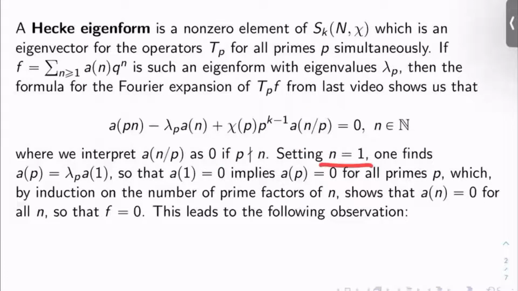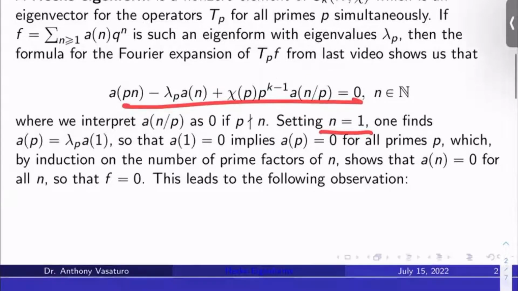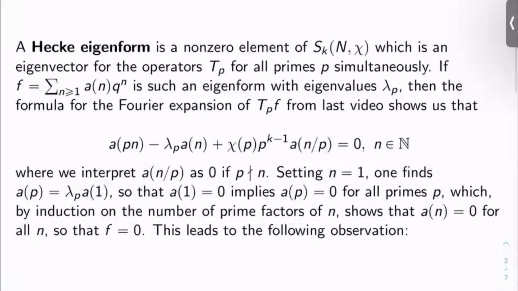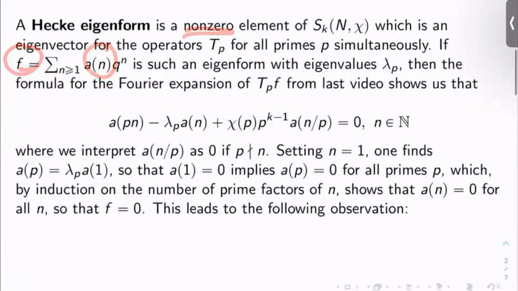If you set n equals 1 here, what you find is that a(p) is lambda_p times a(1), which means that if a(1) was 0, then a(p) would be 0 for all primes p, which by induction on the number of prime factors of n, take n and prime factorize it, shows that a(n) would be 0 for all n. Well, the a(n) are the Fourier coefficients of f. That would mean f is 0, but f is supposed to be non-zero, so that's a contradiction.